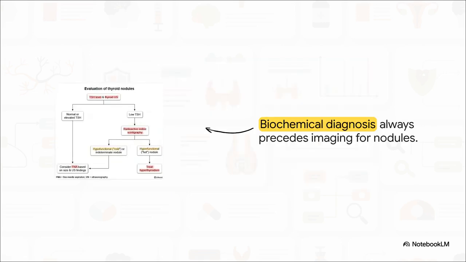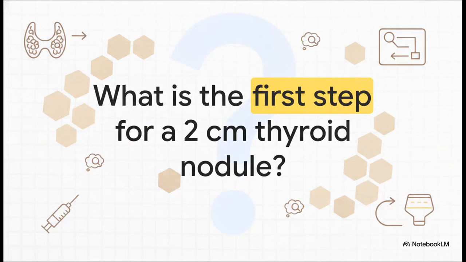Now, checking out the standard algorithm for thyroid nodules, notice how the TSH level and the ultrasound strictly gatekeep the imaging steps. The absolute rule of the game here is biochemical diagnosis before functional imaging. Let's actually put this into practice. Applying that exact algorithm, if you've got a patient sitting in your clinic with a brand new 2-centimeter thyroid nodule, what must you do first?